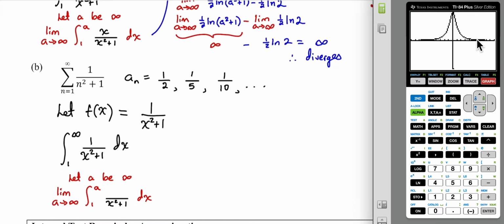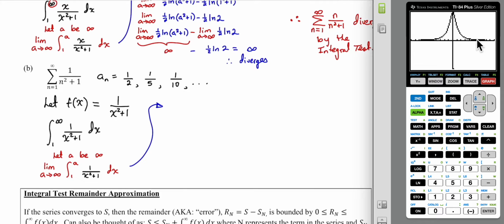So I can integrate this based off of knowledge from the previous unit. The antiderivative of 1 over x squared plus 1 is the arctangent, or inverse tangent, of x. That's happening over the interval of 1 to a, and we're applying the limit as a approaches infinity. So we're looking at the arctan of a minus the arctan of 1, again applying the limit.